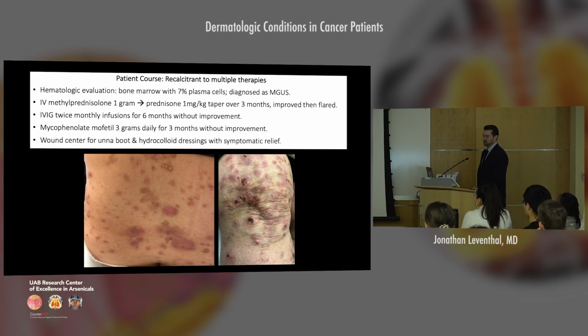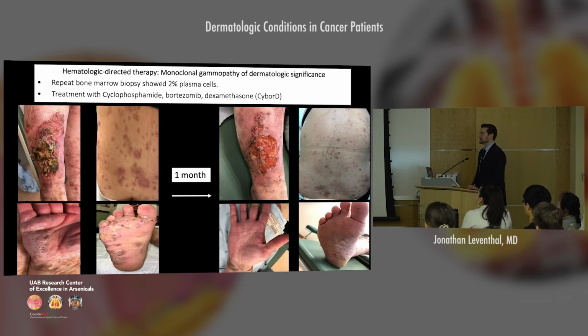And so at this point we had to regroup, and I called back the hematologist and I said, this is not monoclonal gammopathy of undetermined significance. This is monoclonal gammopathy of dermatologic significance. This is clinically significant here. So we need to regroup. They repeated a bone marrow to make sure she didn't have progression to myeloma, and she did not. Her bone marrow looked better than before. So clearly there was a disconnect here.